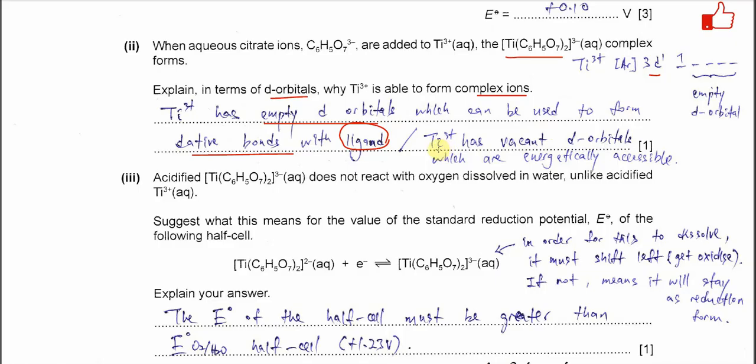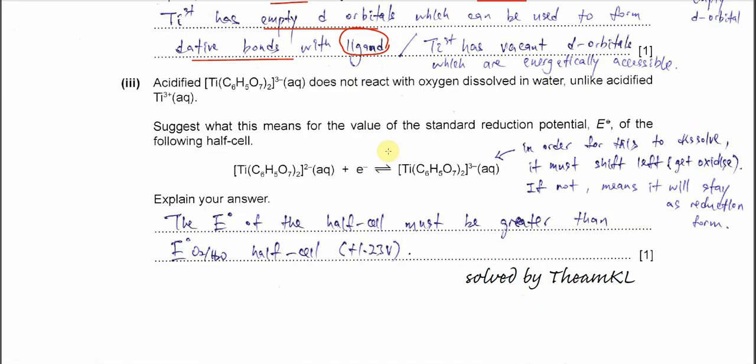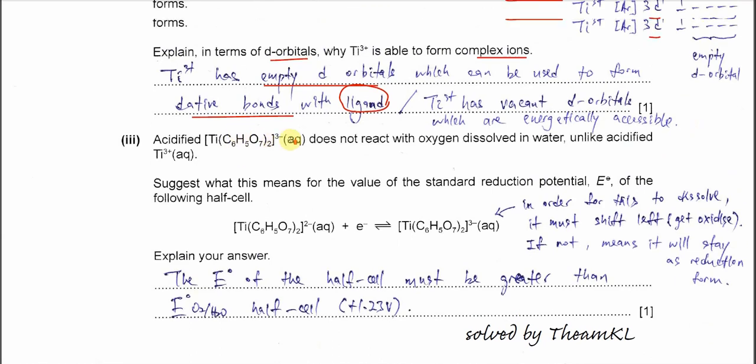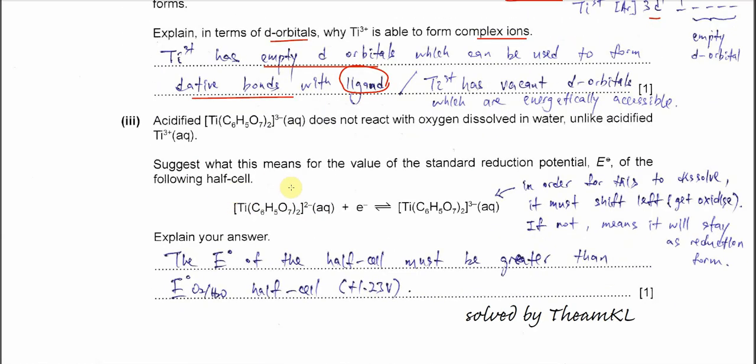Or you can say the Ti3+ has empty d orbitals which are energetically accessible, because the d orbitals are at the highest energy level, so it's more accessible, so it can easily form dative bonds with the ligand. Okay, now part 3. Acidified, this complex ion mentioned just now, right? This one does not react with oxygen dissolved in water like the Ti3+ just now. So it means this one will not get oxidized by oxygen.